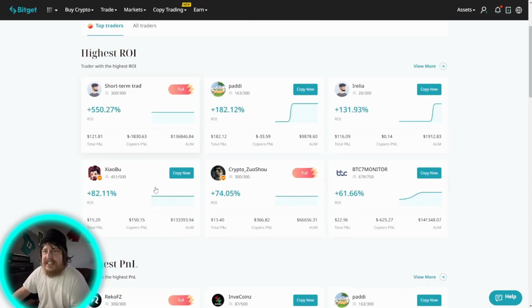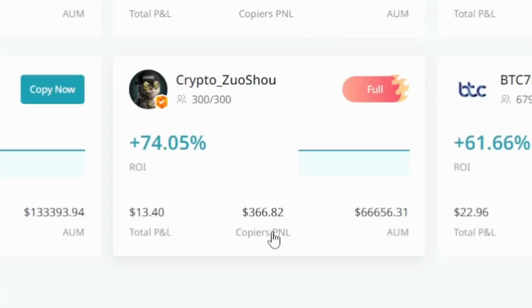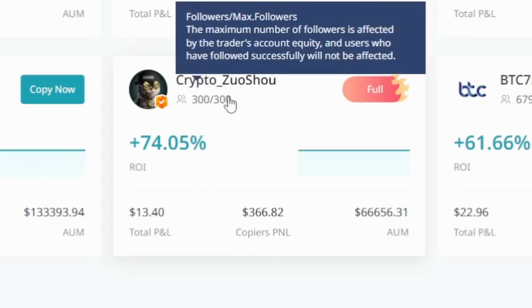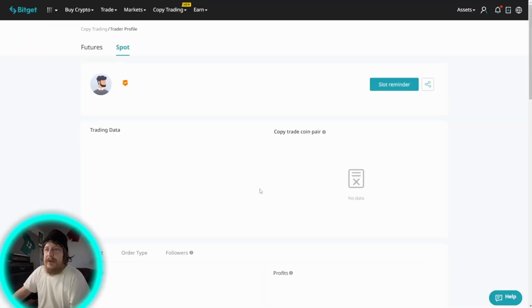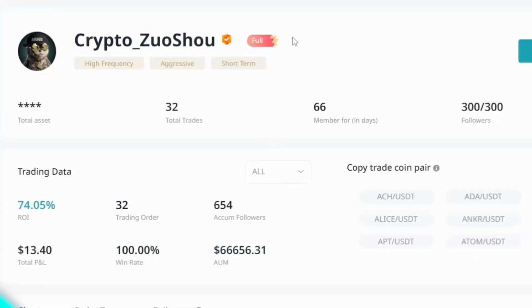Now let's back out of there and see if we can find one other trader just to quickly look at their statistics. Now I'm looking back down here through some of the ROIs. I do see this person actually has a plus $366 for his followers. It's crypto_zuo shao, or however you want to say that. And so let's click on him and see what his statistics look like. Now you will notice it says full next to his name. That just means that out of the 300 possible followers that he has, 300 people are already following him.